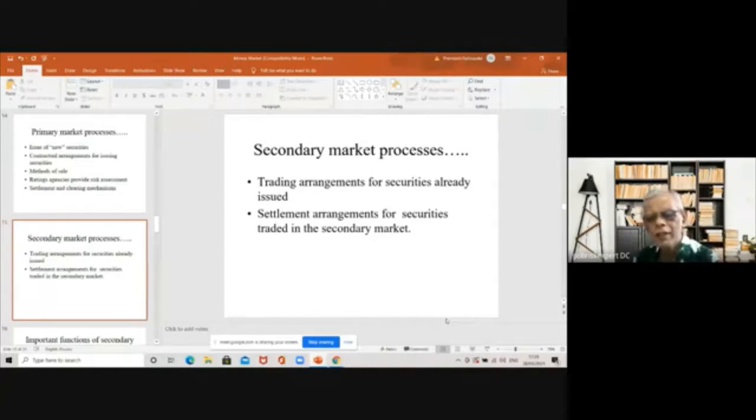In the case of treasury bills and treasury bonds, yes, there is a maturity date on which the borrower, the government, will repay the investor. At the same time, the investor, the person who bought the treasury bill or treasury bond, can exit in the secondary market as well by trading, by selling the treasury bill or treasury bond that they bought. So trading arrangement for securities already issued is the secondary market.